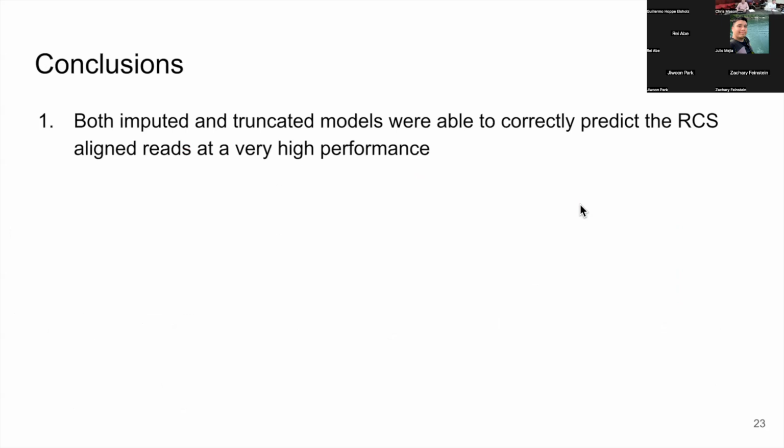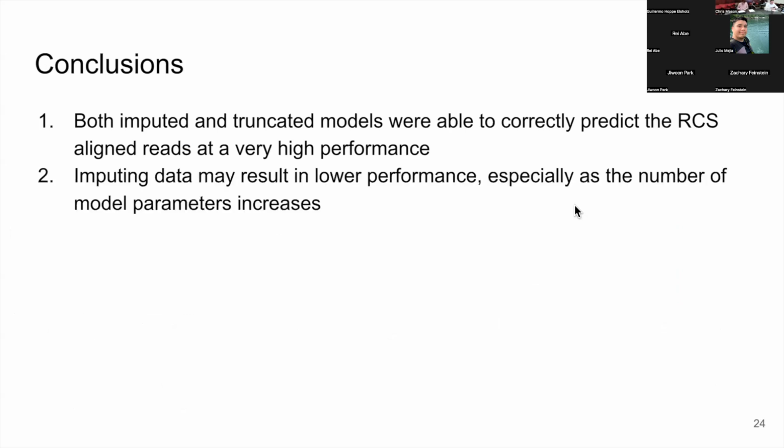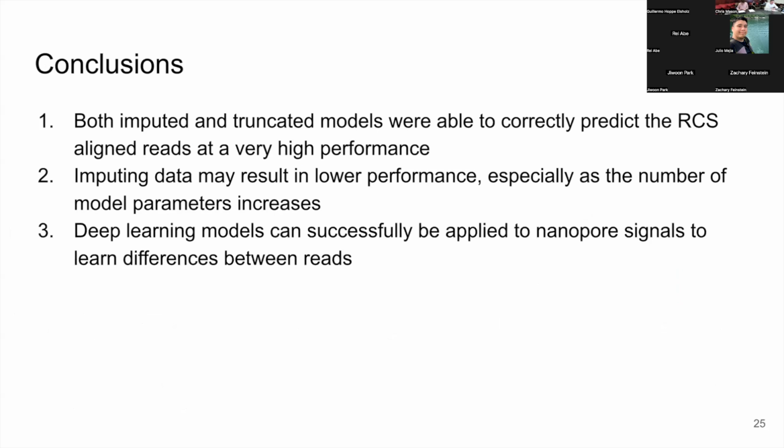So some conclusions are that both of the models actually perform pretty well in terms of the AUC, and imputing data may result in a lower performance, especially as you increase the number of parameters and learn something that might not be true signal. A general conclusion is that deep learning models can successfully be applied to these nanopore signals to learn differences between reads.